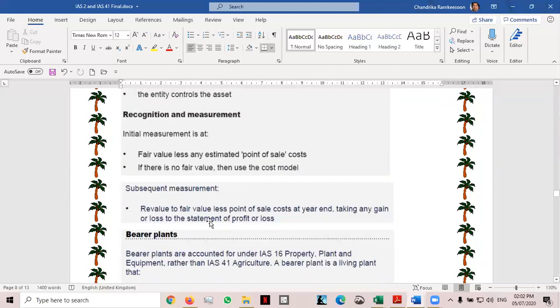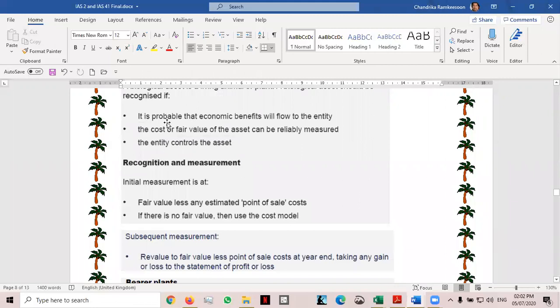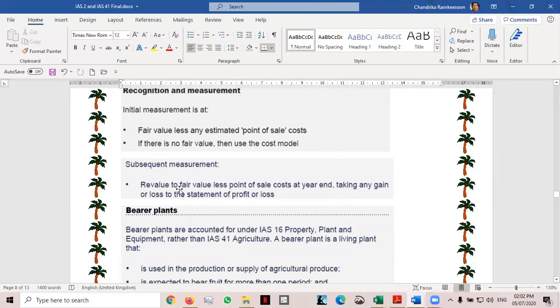Then subsequent measurement, and this is how it deviates from 16, must be at fair value less estimated point of sale cost. Subsequently, revalue to fair value less point of sale cost each year, taking any gain or loss to P&L. Now, this is important. Again, this differs from IAS 16, because with IAS 16, you saw that if the fair value model is used, then frequent valuations, revaluations must take place.